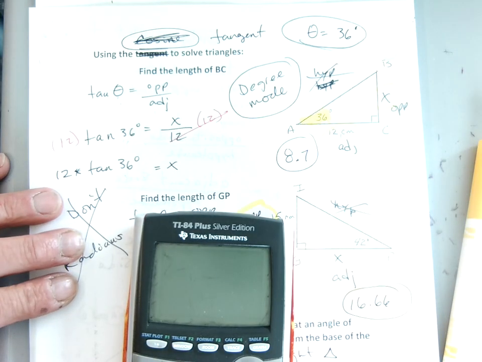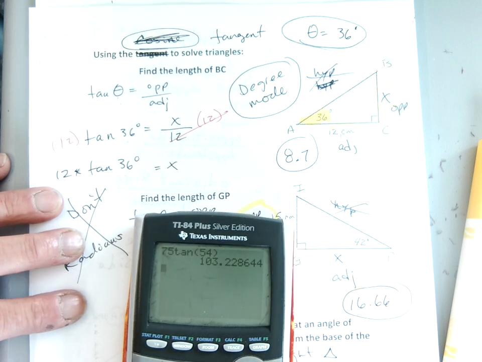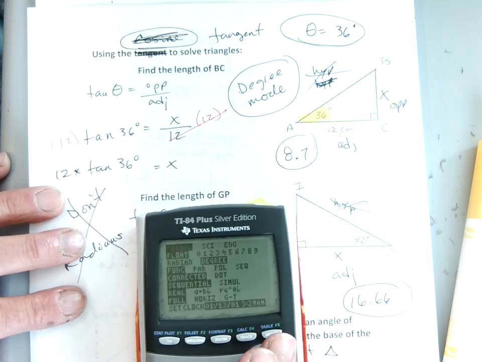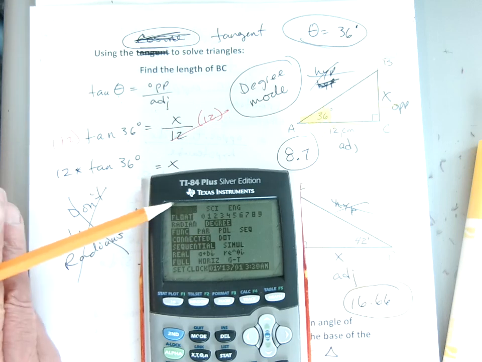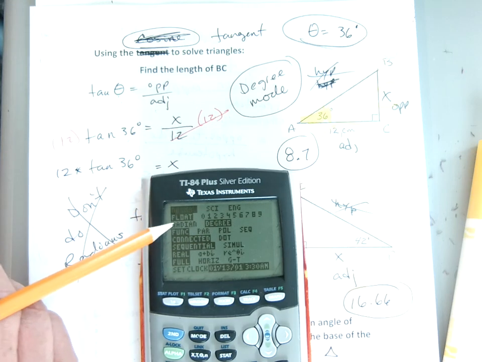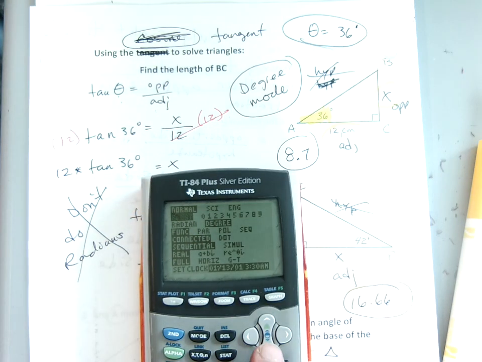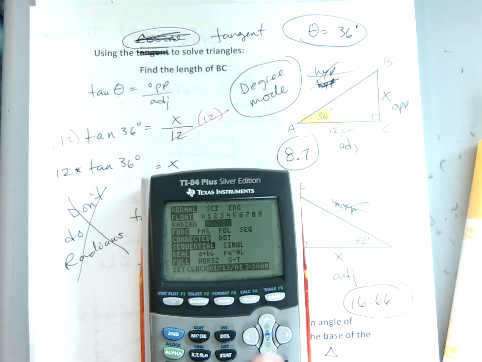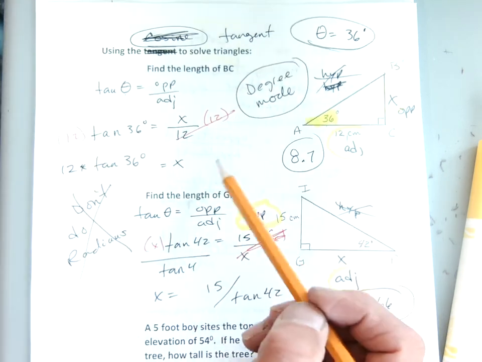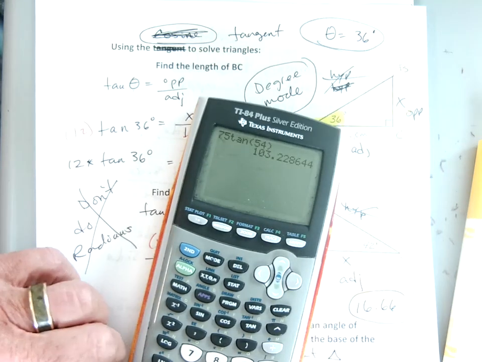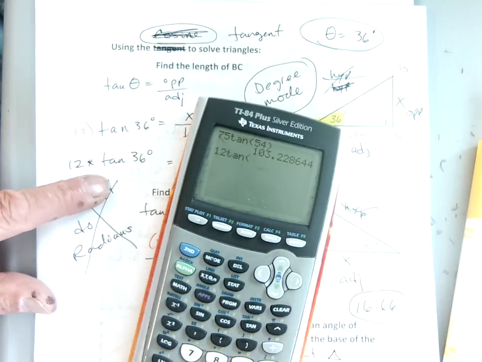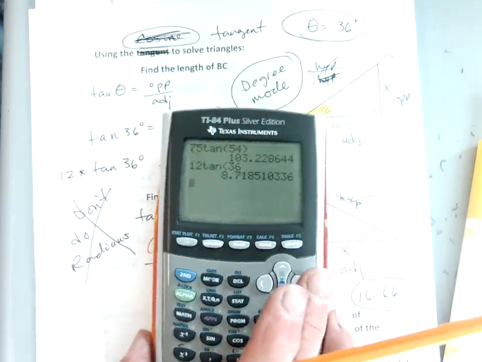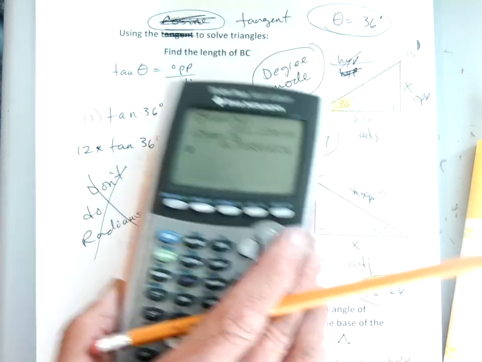Anytime you do any kind of work with sine, cosine, and tangent, there's a mode. There are weird angle things called radians. We don't do that. If your calculator is in radian mode, you're going to do all the problems right but get the wrong answer. Don't have it in radians. We're doing degrees because that's a 36-degree angle. So check your mode. Then I just used my calculator, went 12 times the tangent of 36, and I get my answer, about 8.7. It's that easy.